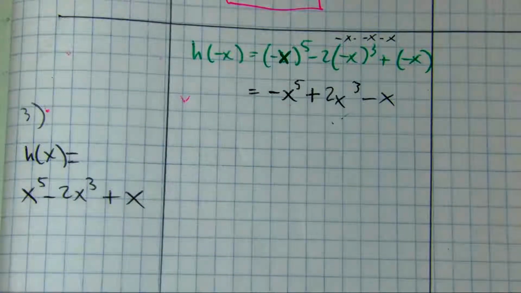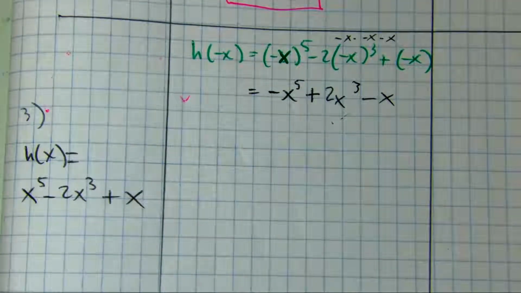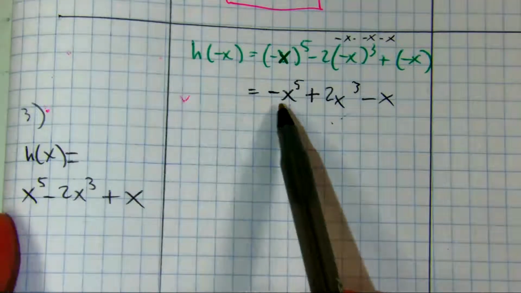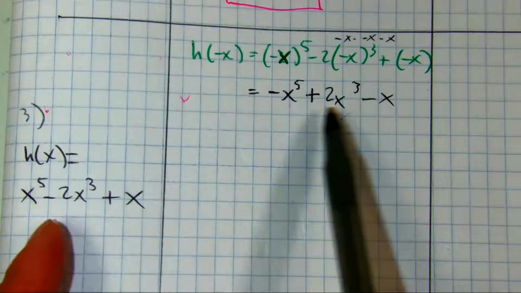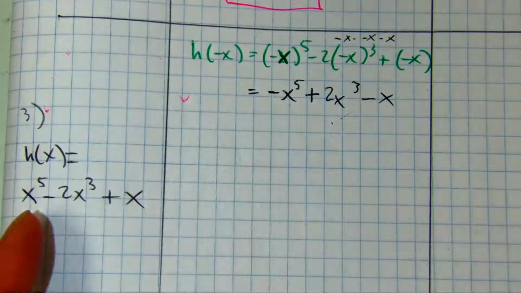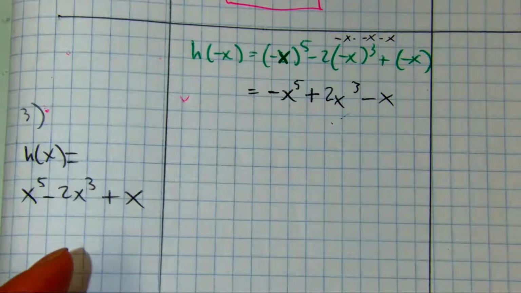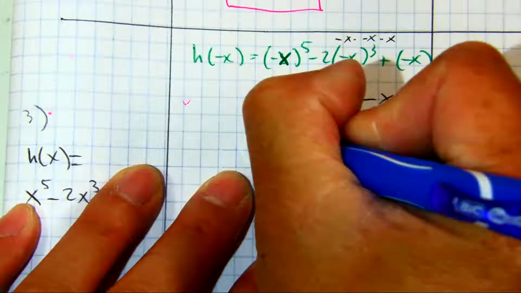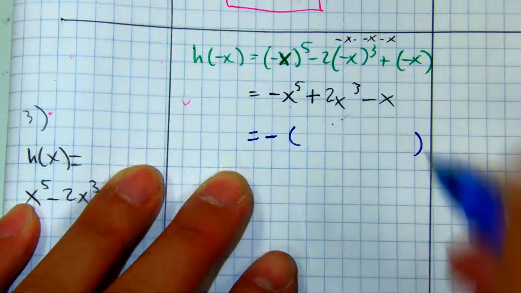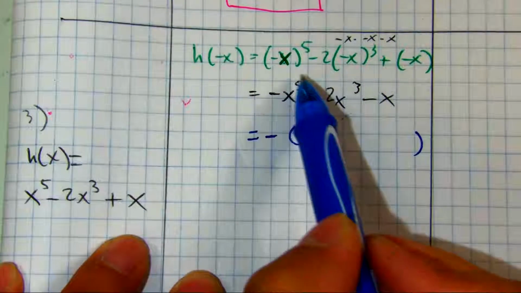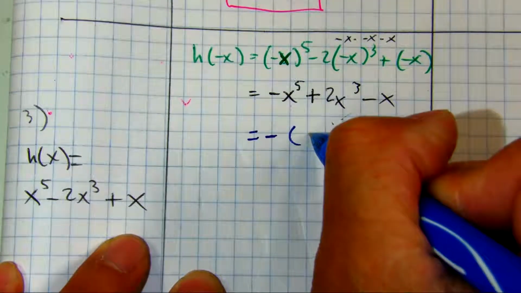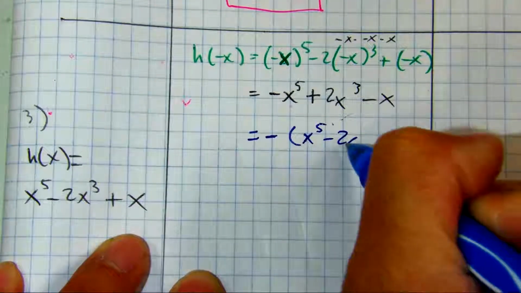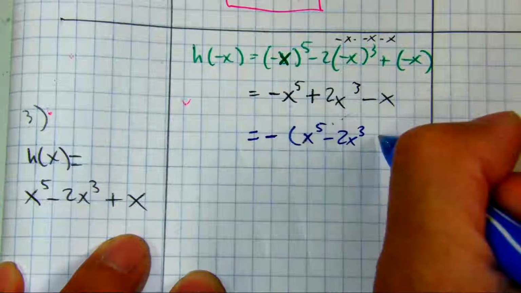Oh, this is where my silly phrase comes in. Ready? That's odd. It looks like the opposite of the original. So let's factor out a greatest common factor of -1. That basically means change all the signs. This will become what? X to the 5th. This will become what? Minus 2x to the 3rd. And this one will become positive x.